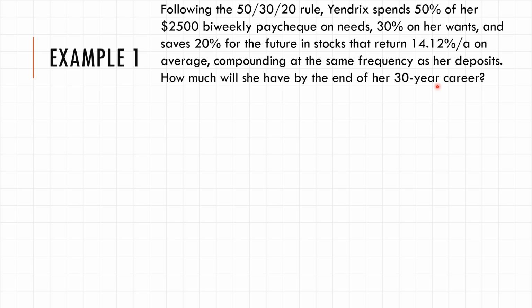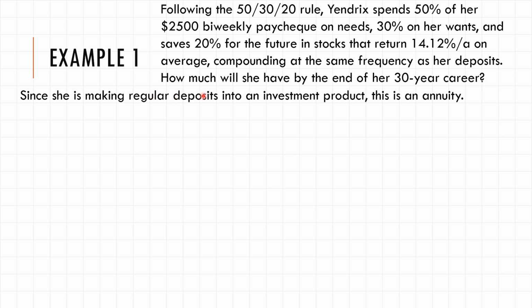This is a great sort of problem that everybody should do, at least once every year or so, just to get a handle on what their financial future looks like. In this case, Yendrix is doing it at the very beginning of her career, which is excellent on her part. In this situation, she is making regular deposits. So every 2 weeks, she's making a new investment. And that investment product is called an annuity. And we know the formula for an annuity is given right here.